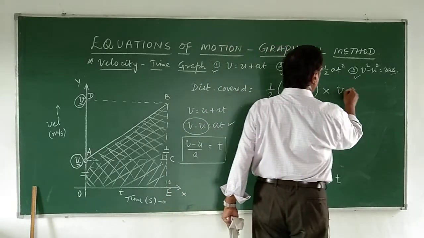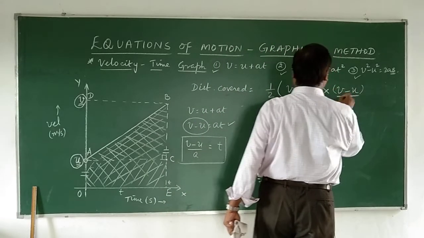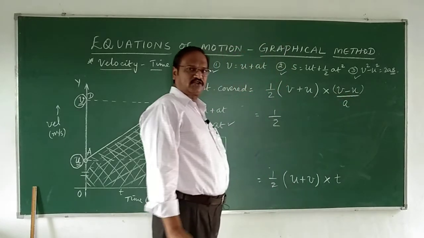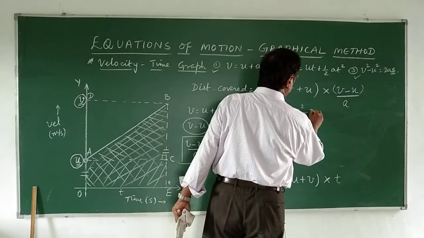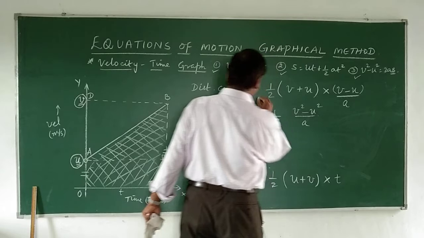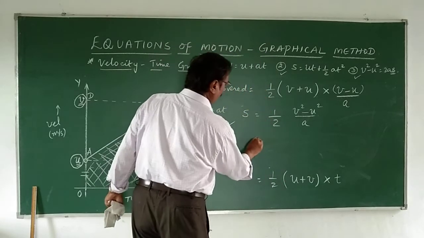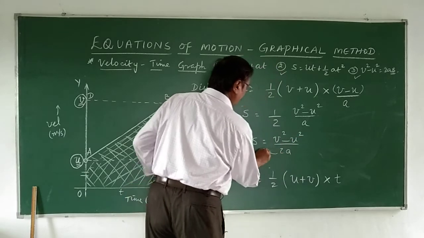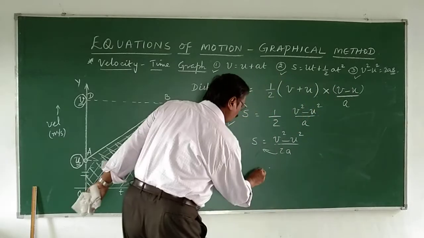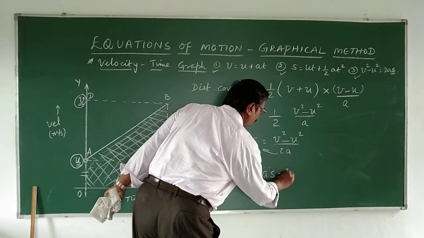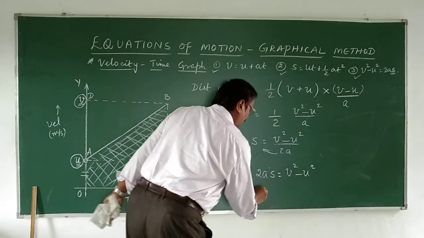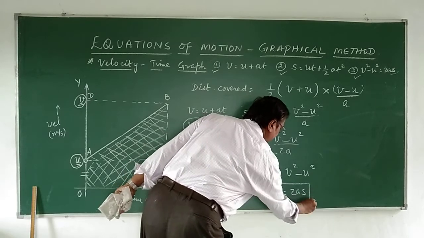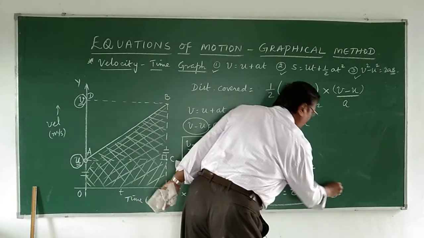Right, V minus U upon A. Fine. That is equal to half into A plus B into A minus B, A square minus B square. That is V square minus U square upon A. What is this? Distance covered, S. So S is equal to V square minus U square upon 2A. Take 2A up here, so you will get the formula 2AS is equal to V square minus U square, or V square minus U square is equal to 2AS. And this is the third equation of motion.